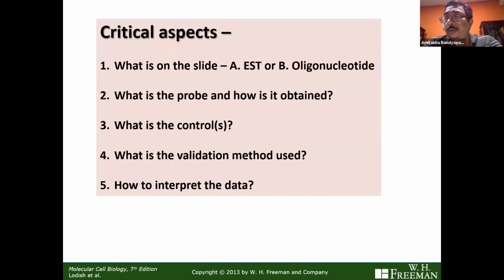So ESTs, as I told you in one of the discussion classes, stands for expressed sequence tags. These are produced by reverse transcription followed by PCR, and reverse transcription of mRNAs is anchored at the poly A tail with an oligo dT, and then there are different methods to amplify it from the 5' end that we have discussed when we talked about cDNA library construction.